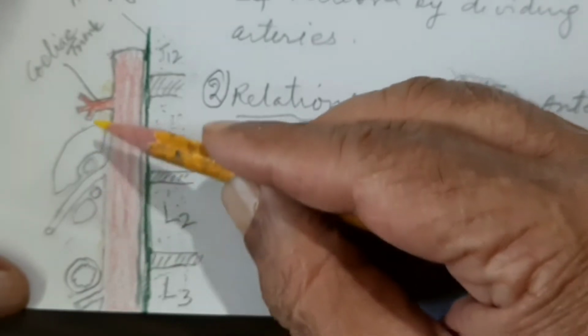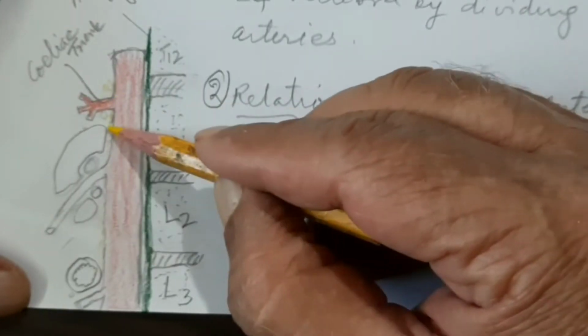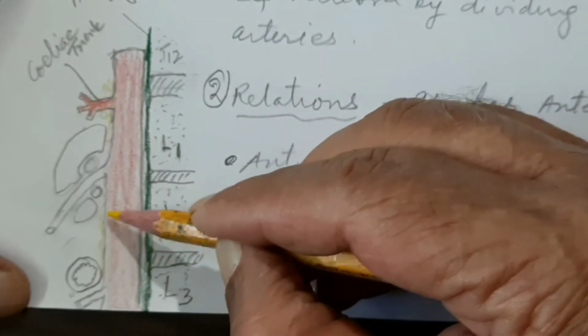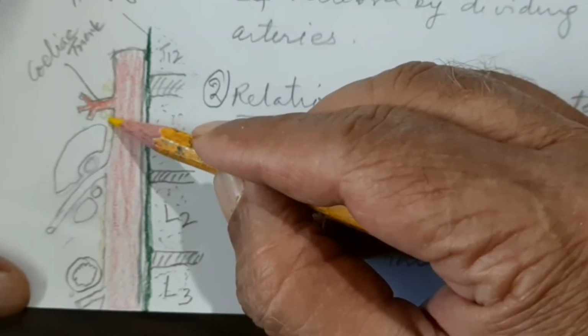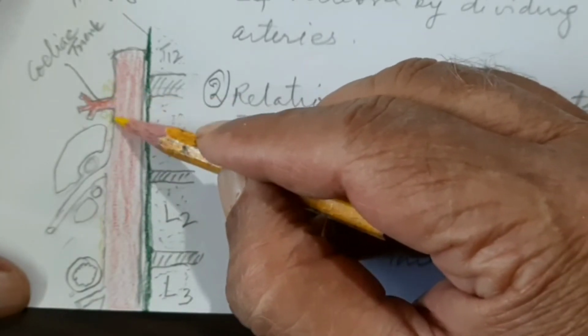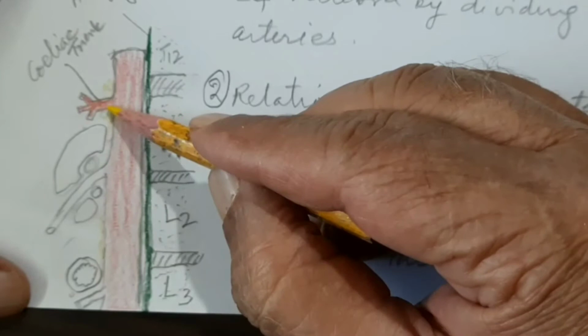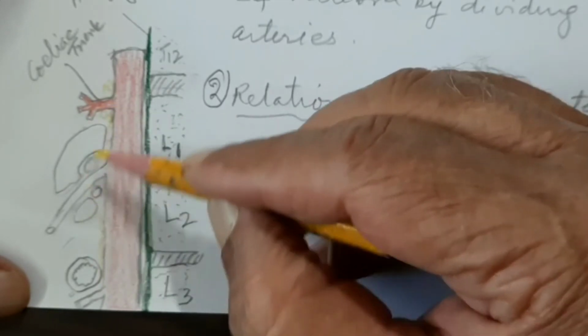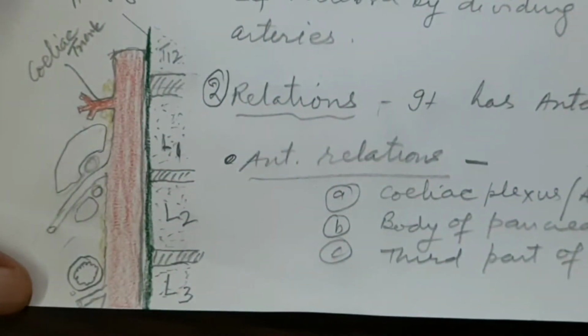I am drawing it with the yellow color. Probably you are not able to see this yellow color. Okay, so just draw a network of the nerve plexus here, celiac plexus and the aortic. These will be two anterior relations of the abdominal aorta.